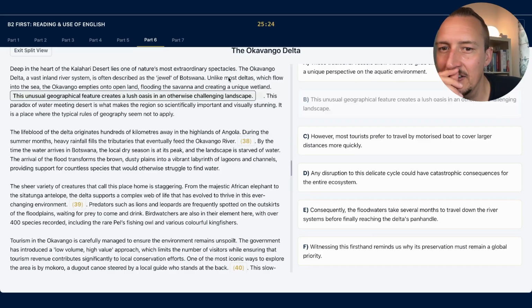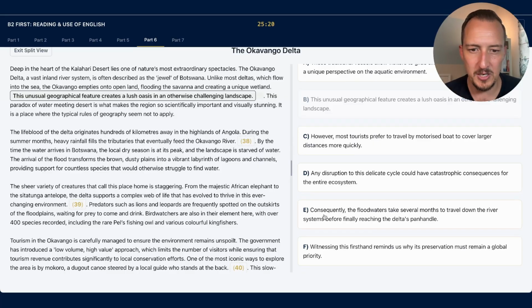Planting the savannah and creating a unique wetland. Yeah, I'm going to go for this one first. I'll come back to this later, but let's carry on. And before we carry on, let's take a look quickly.